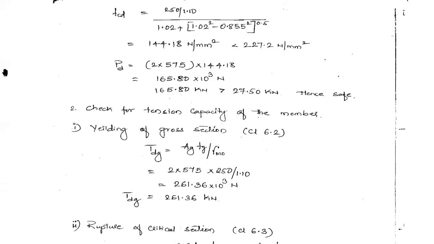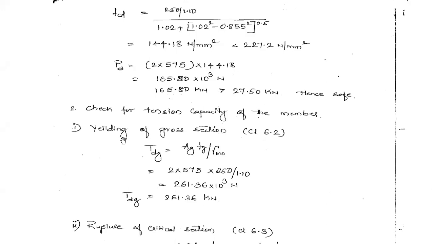We have designed it for the compression. Now what we are going to do is check it for tension, whether it is safe under tension or not. Normally, if the member is satisfying compression requirements, it will be safe in tension as long as the forces are comparable, that is, there's not much difference between the force of compression and tension.